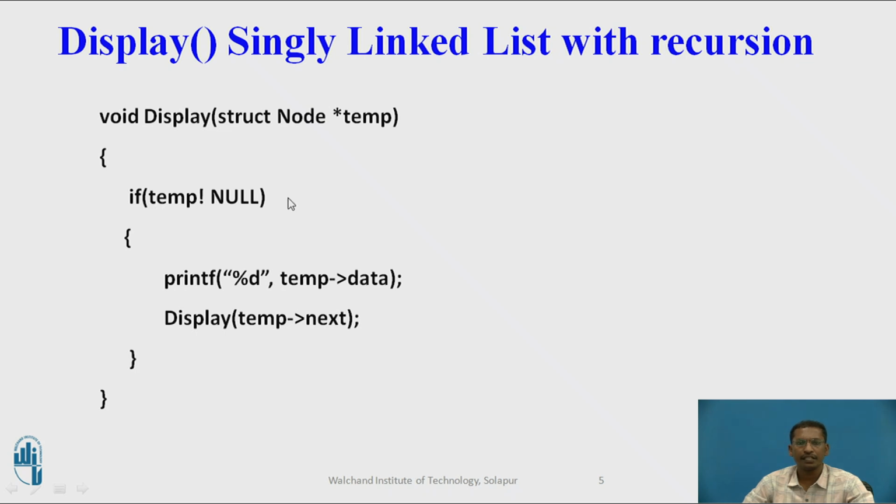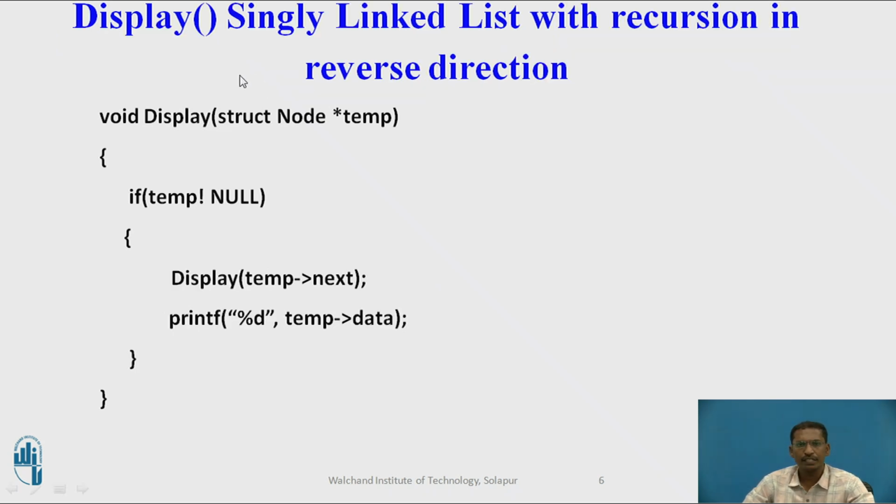So here it will check the condition temp not equal to null, the condition is false. So this is the exit condition from the recursive call. It will come back to the previous recursive call and return. The previous recursive call is here only, control is here, this is the end of the function. So this is the end of the recursive function. For the display function, it will print the singly linked list in forward direction.